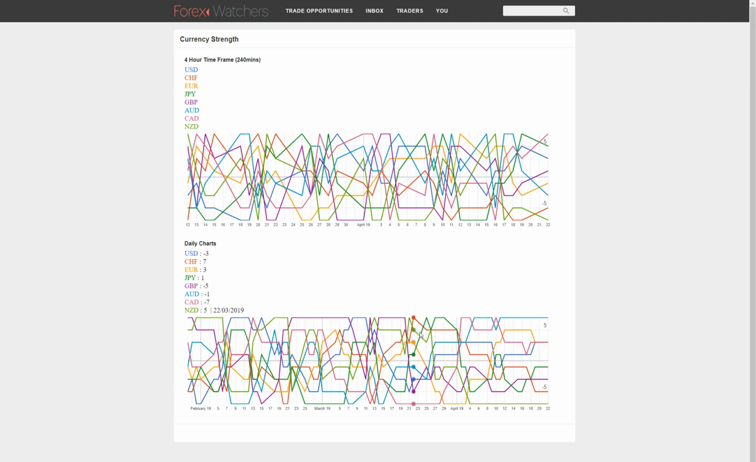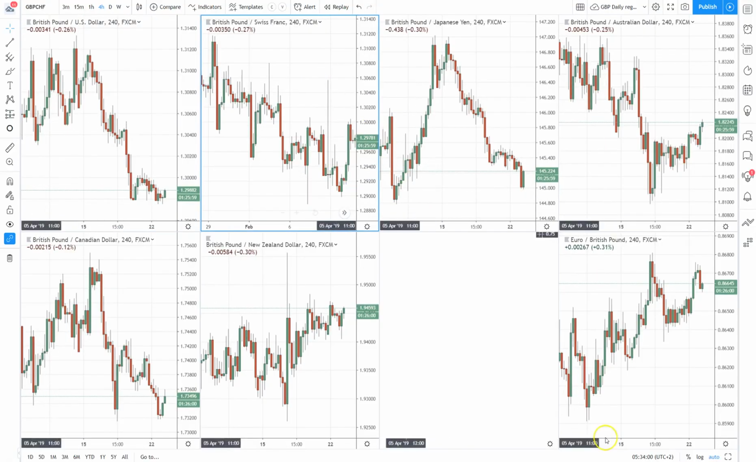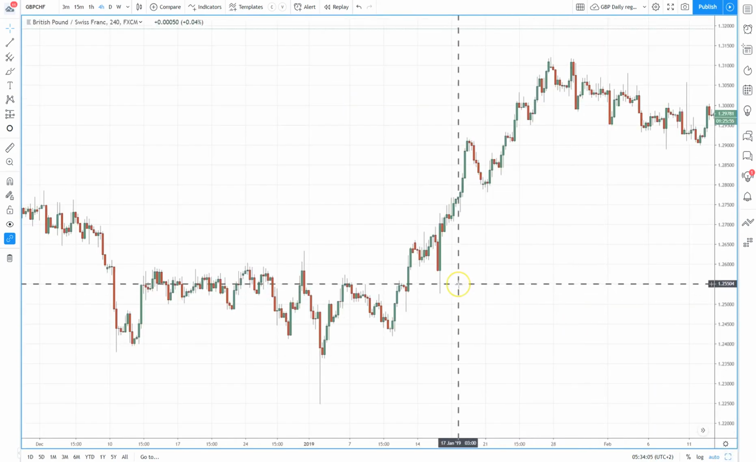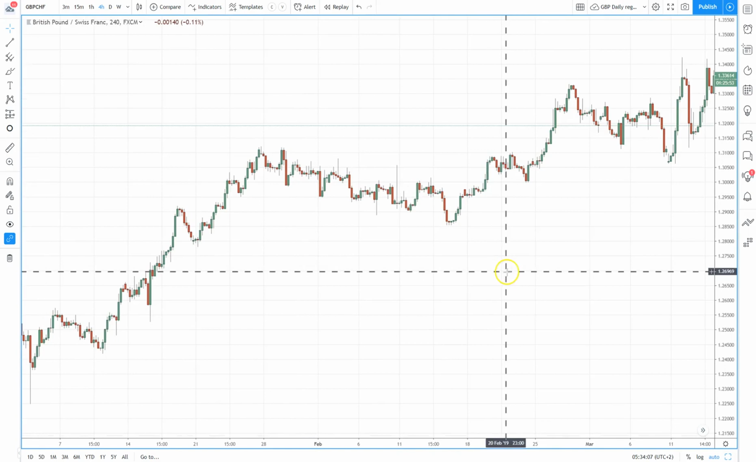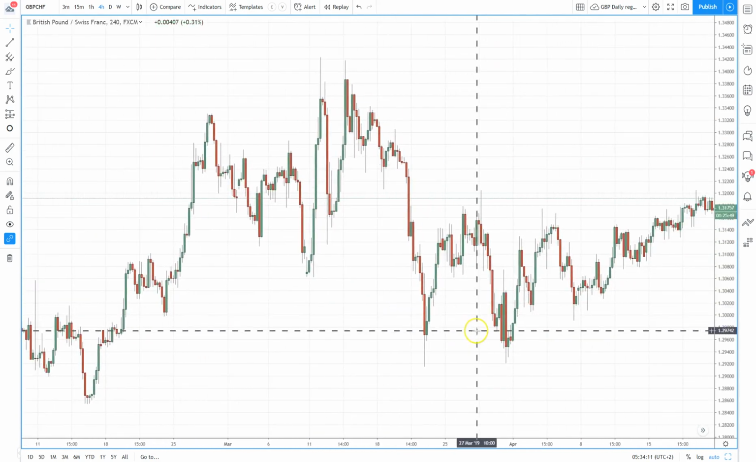And pound -5, and Swiss franc is 7. So that's an extreme one. Maybe we're not going to get a big pullback there, or maybe we have to approach it from a higher time frame. So let's have a look at pound group. Swiss franc, pound Swiss franc, sorry. And again we go to the 22nd of March. We're on the 4-hour time frame already.